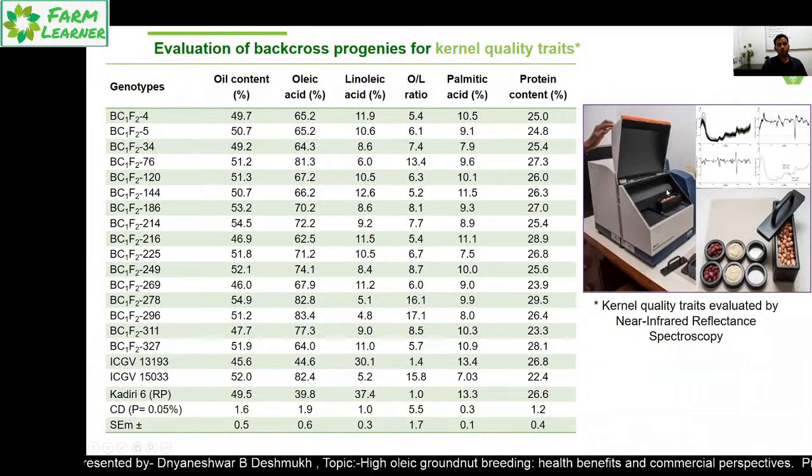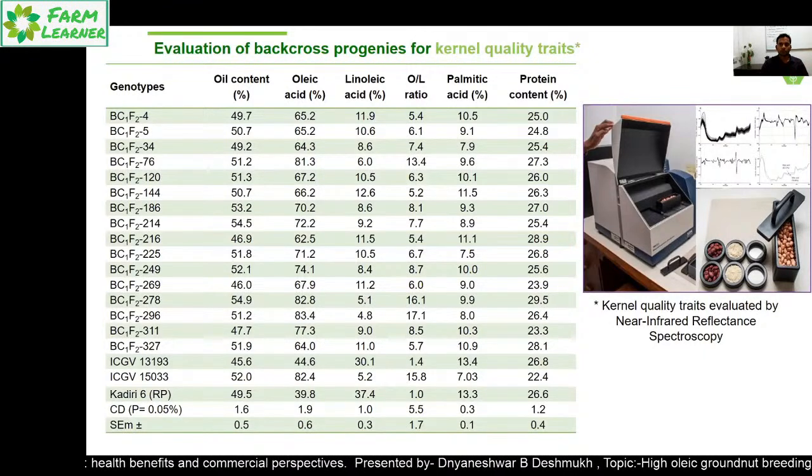The second objective of the breeding program was to estimate the oil quality of the groundnut. Oil quality comprises oil content, then four different fatty acids, that is oleic acid, linoleic acid, the O/L ratio, then palmitic acid, and protein content. Biochemical estimation of groundnut takes a lot of time and resources to estimate the quality traits.